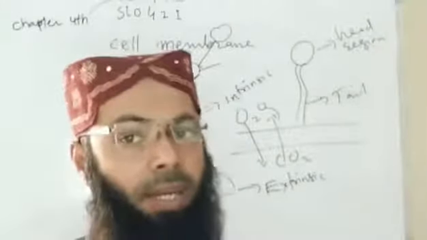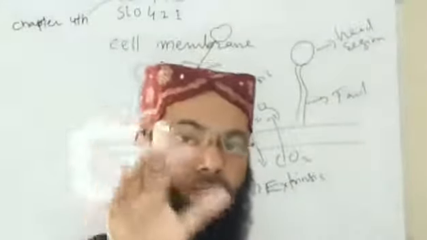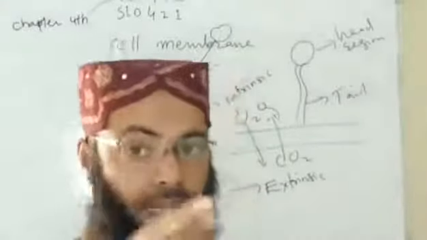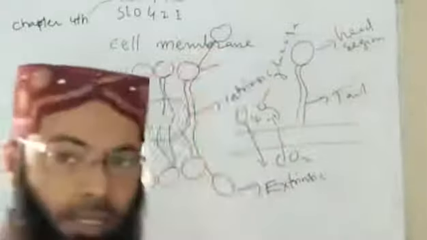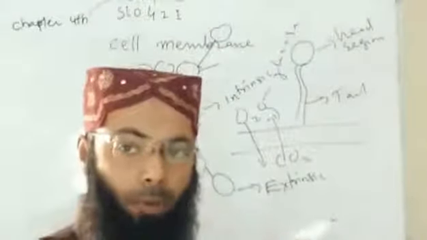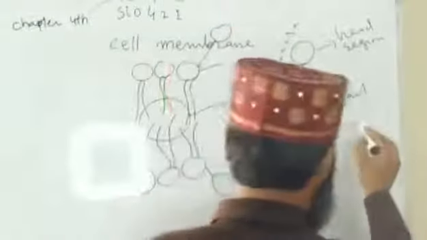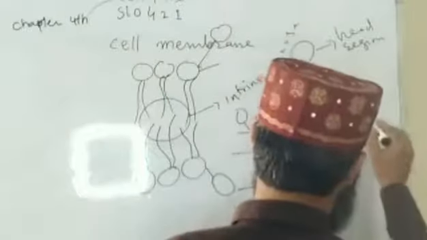So gases can easily cross through the cell membrane. The cell membrane cannot prevent gaseous transport. But solid substances or large particles cannot cross through the cell membrane. For example, this is an ion or a glucose molecule. This molecule cannot cross. So there are some protein channels that help in the transport. This is a protein channel.